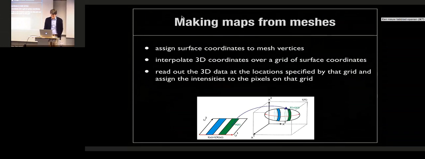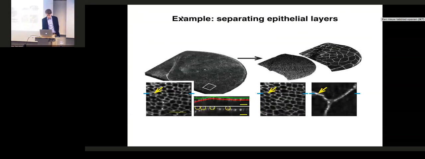Now I'm just going to give you a couple of examples of what you can do with that. The first example is the Drosophila wing disc. It's an organ in the Drosophila larva that's going to form the wing during metamorphosis. It consists of two epithelial layers, one that's squamous, so big flat cells, and then a columnar layer, so tall and narrow cells, underneath.